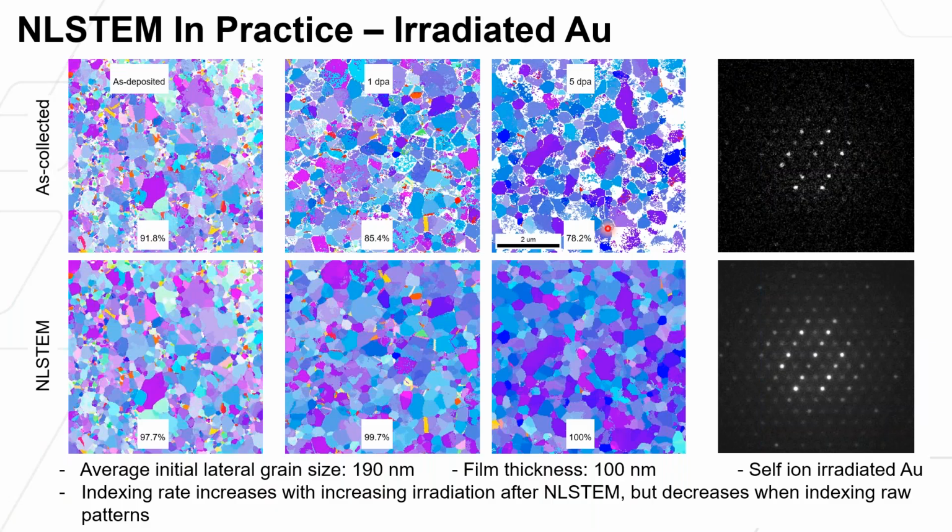It's going to affect our electron scattering and increase the noise levels in our pattern. What's really interesting though is as we apply NL-STEM processing to these patterns, we actually see increasing indexing rates with increasing damage levels. So in the initial as-deposited thin film, we get almost 100%. We're just below 98%. But by 5 dpa, we're essentially at a 100% indexing rate. So what's going on here?